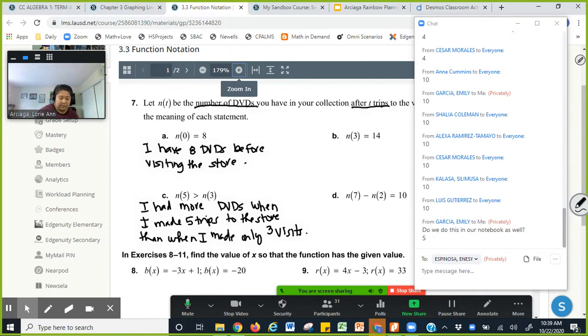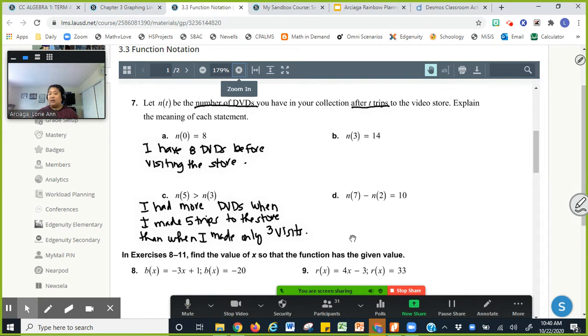Okay. Or it could also be a comparison between two people. One person visited the store 5 times, okay, and that person ended up with more DVDs than another person who visited the store only 3 times. Right? Okay, so you guys are going to come up with stories like that for letters B and C later on. And don't think of like a super mathematical answer. We're not trying to solve anything there. So we're just explaining in our own words what it exactly means in the context of DVDs and trips, okay? So don't overthink it. All right.